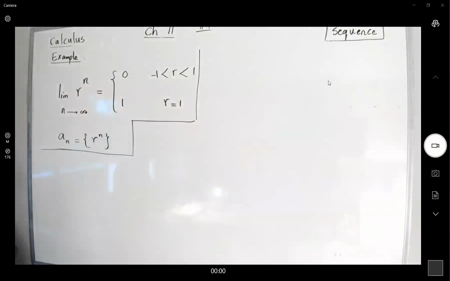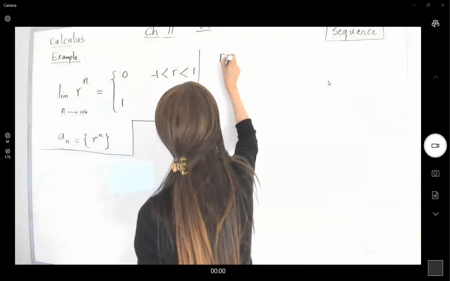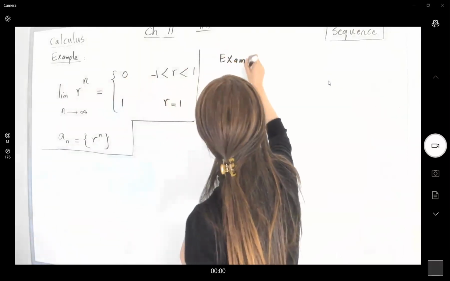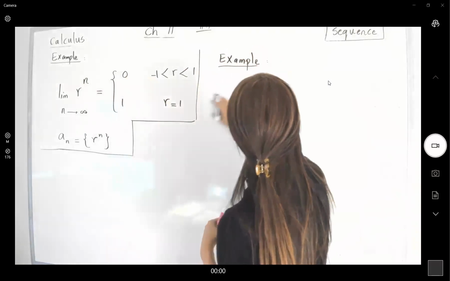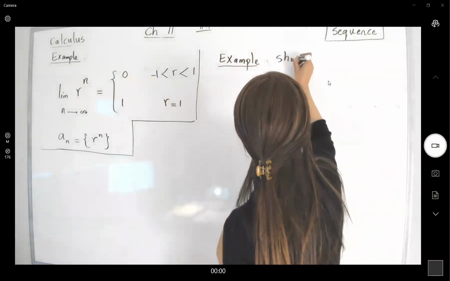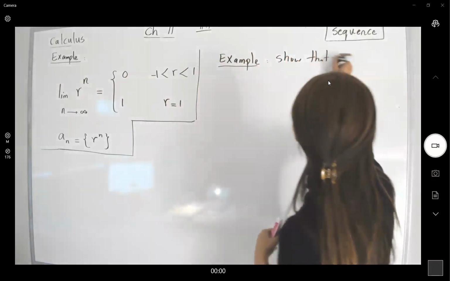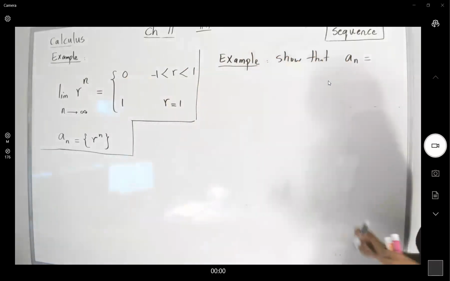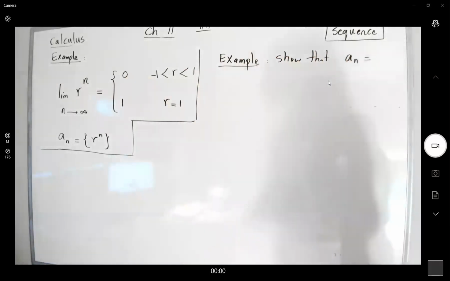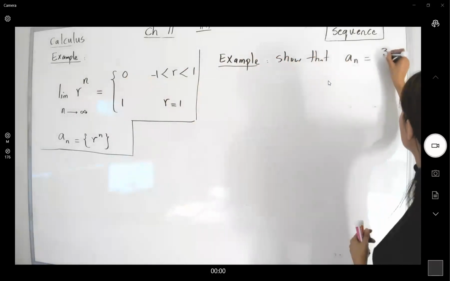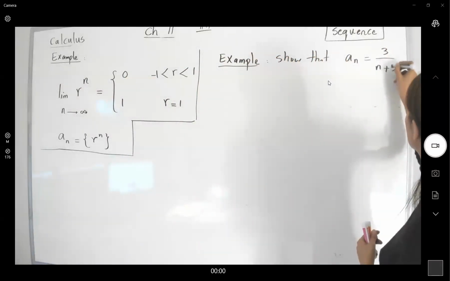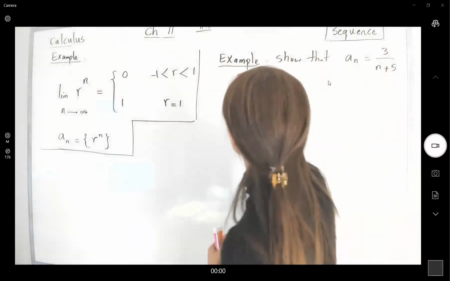So another example for you. This example says, show that this sequence a sub n, which is equal to 3 divided by n plus 5, is decreasing.